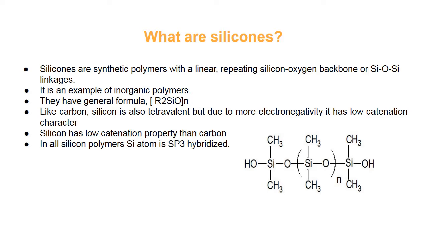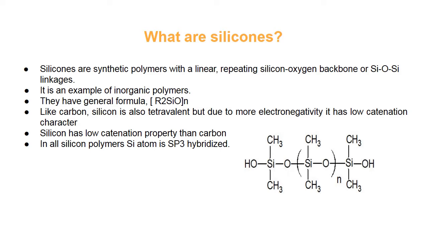Let's first understand what silicones are. Silicones are synthetic polymers with a linear repeating silicon-oxygen backbone, or Si-O-Si linkage. It is an example of inorganic polymers. They have the general formula R2SiO to the n.